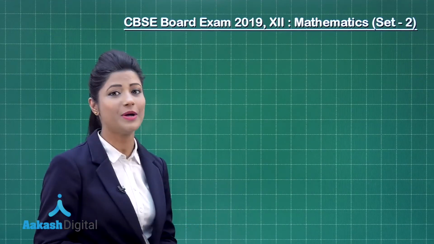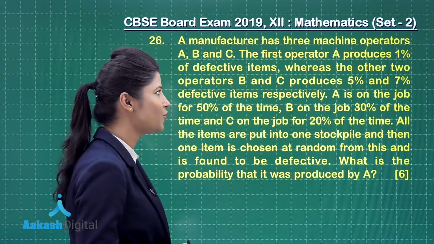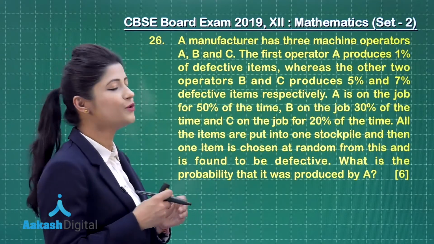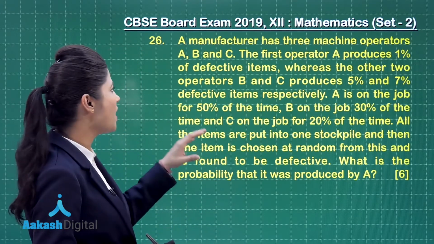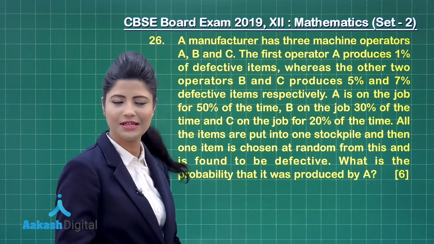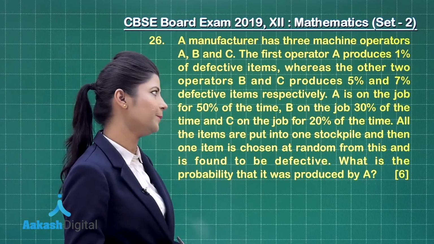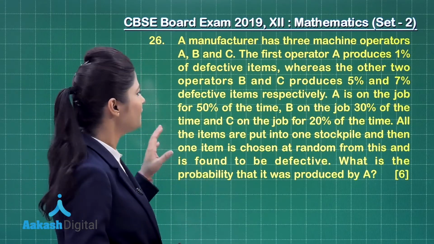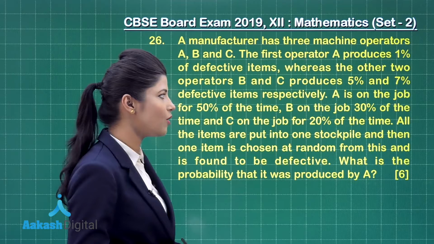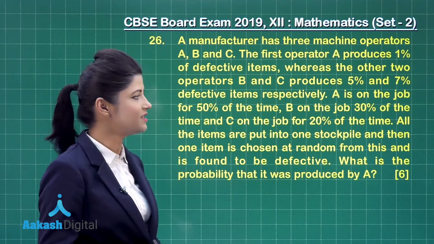Now let's proceed with question number 26. It states that a manufacturer has 3 machine operators A, B and C. The first operator A produces 1% of defective items, whereas the other 2 operators B and C produce 5% and 7% defective items respectively. A is on the job for 50% of the time, B is on the job for 30% of the time and C is on the job for 20% of the time.